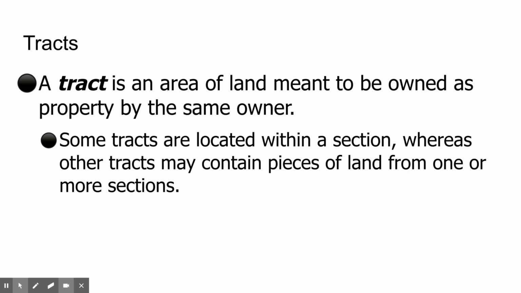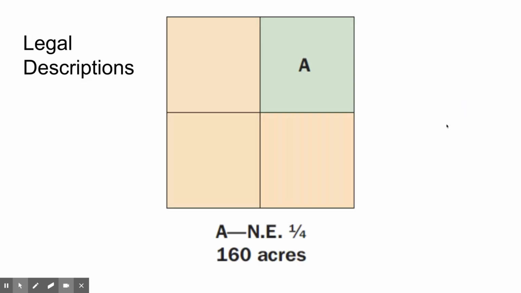And tracts are generally located within a section. Sometimes they might cross section lines, and that's fine. They might break it up on the deed, which signifies what you own, and say this much is in this section and this much is in another section. So we did all this to talk about how we signify what you own.